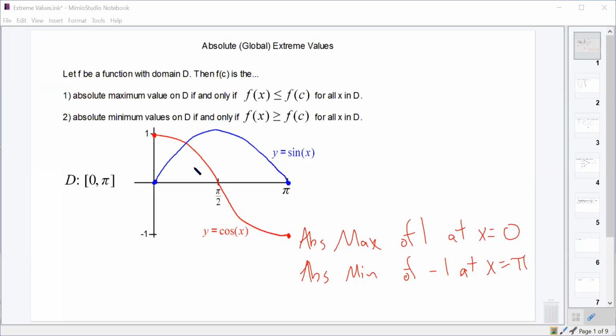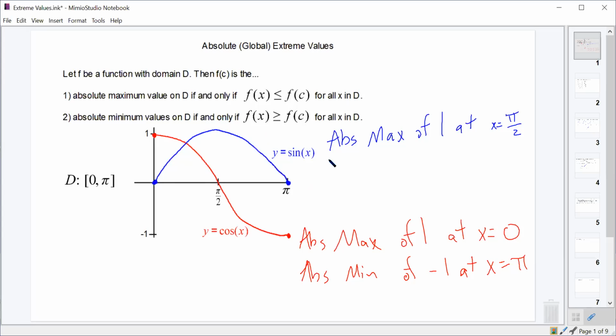What about the sine function from 0 to pi? Does it have an absolute max? It's also 1. Where does that occur? Pi over 2. Okay. What about an absolute min?